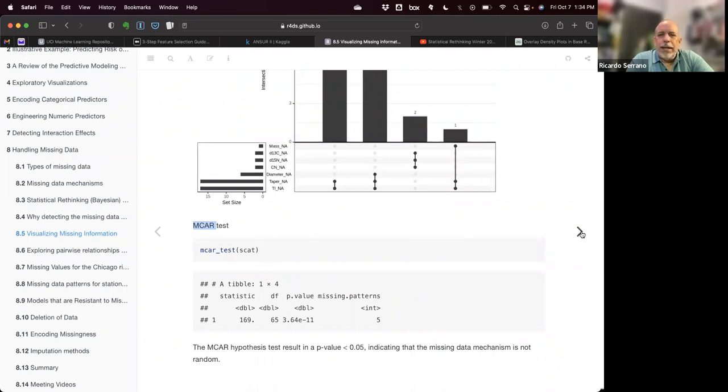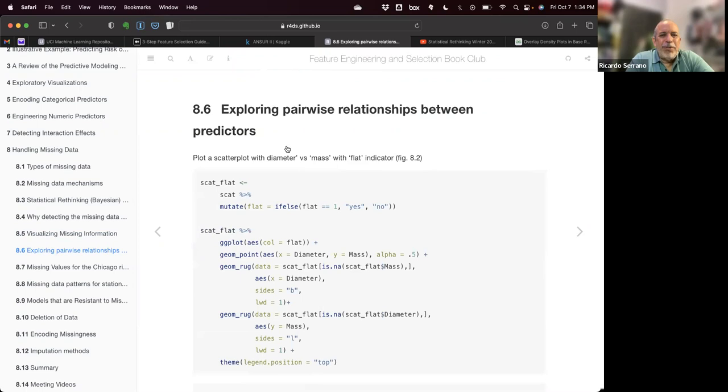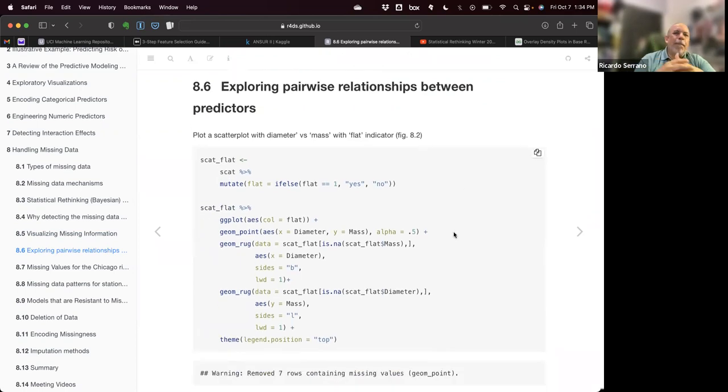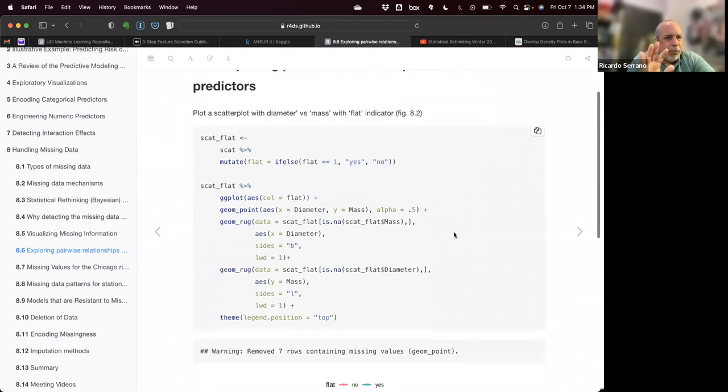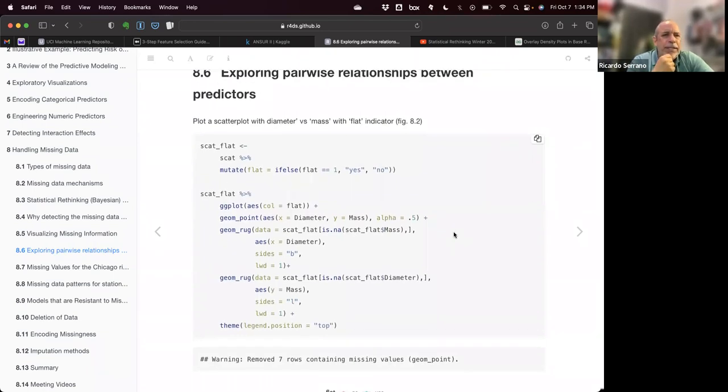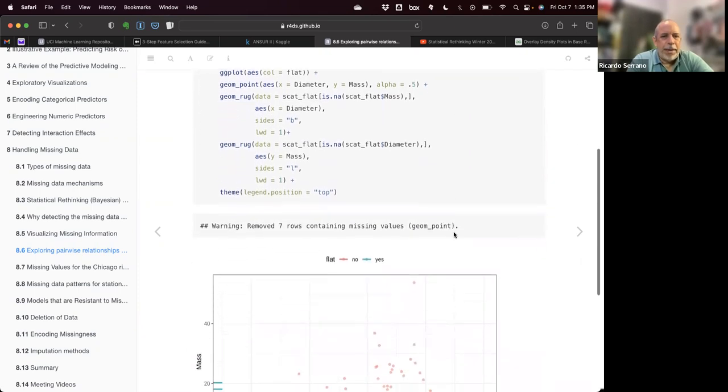Now that we know that the SCAD data is not missing completely at random, MCAR, because there's also a missing at random thing, you can get kind of confused sometimes with these things. In this section, we're going to explore pairwise relationships between predictors. We're still in the SCAD dataset. The first thing the author presents is to study the relationship between the diameter of the dropping and its mass. Remember, the mass and the flat indicator are complete. The one that has missingness is the diameter. Keep that in mind.